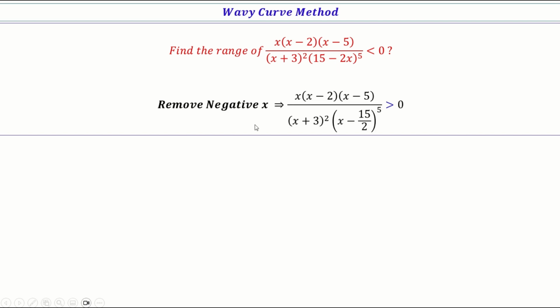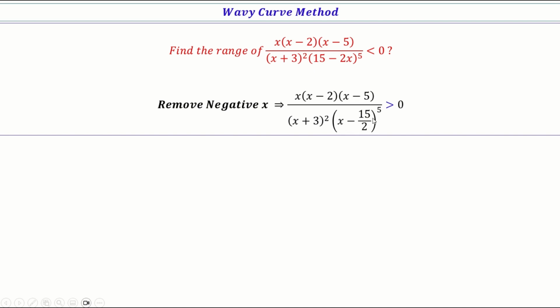You will rewrite first. Rewrite the expression, remove the negative, and always make it x minus something or x plus something. So I will rewrite this as x into (x minus 2) into (x minus 5), divided by (x plus 3) whole square into (x minus 15 by 2).